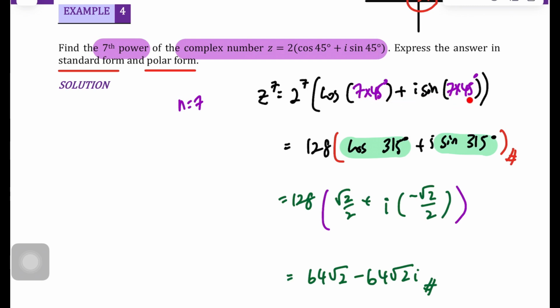Okay, so 7 times 45 degree. This is also 7 times 45 degree. This is just 315 degree. So that's it. This is your answer in polar form. If you want to leave your answer in standard form, you can just solve. Okay, and finally insert 1 to 8 inside. So this is your answer, 64 sec 2 minus 64 sec 2i. So this is how to do De Moivre's theorem for the power rule.